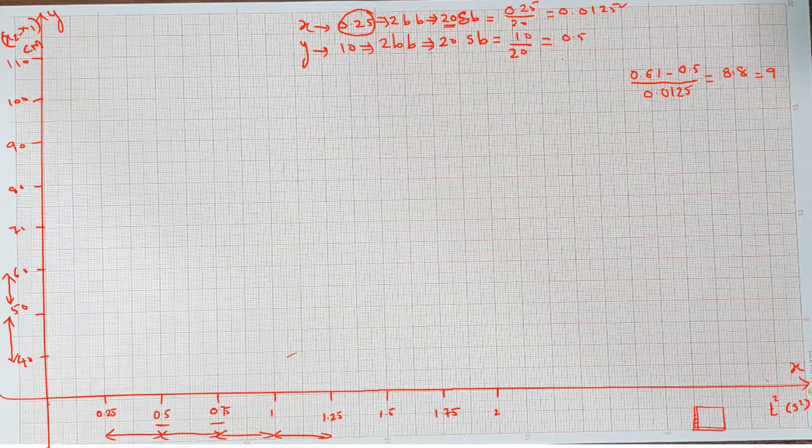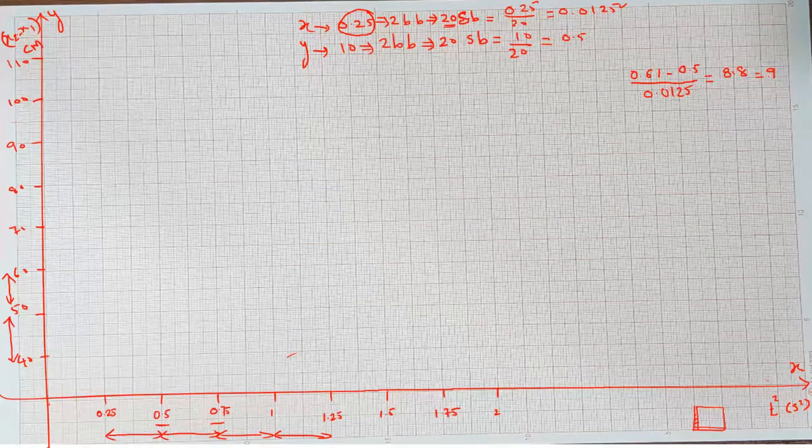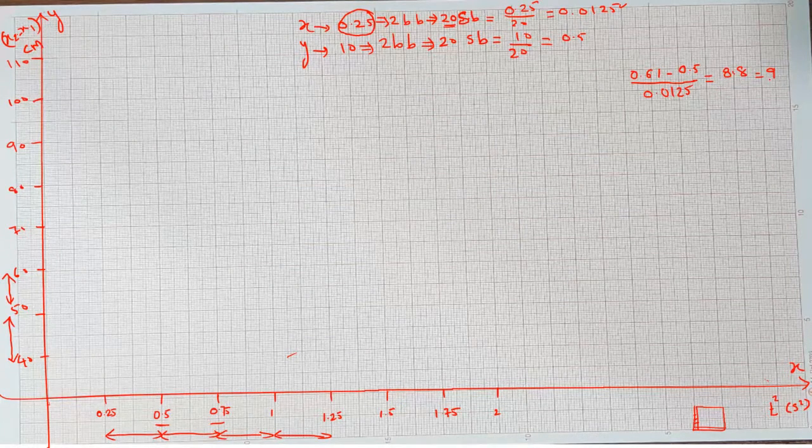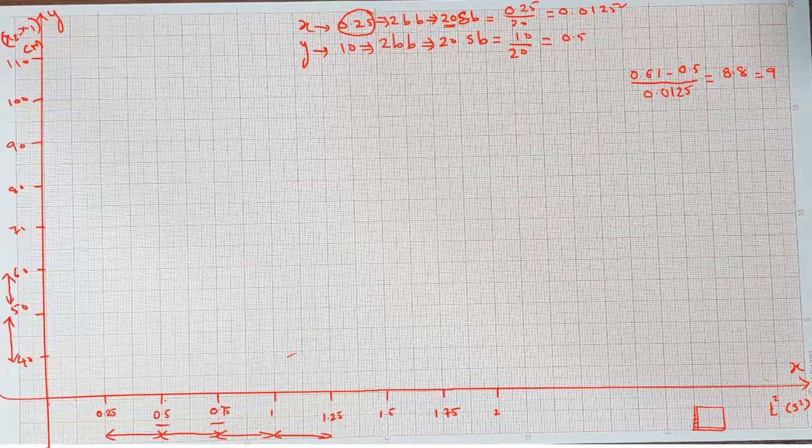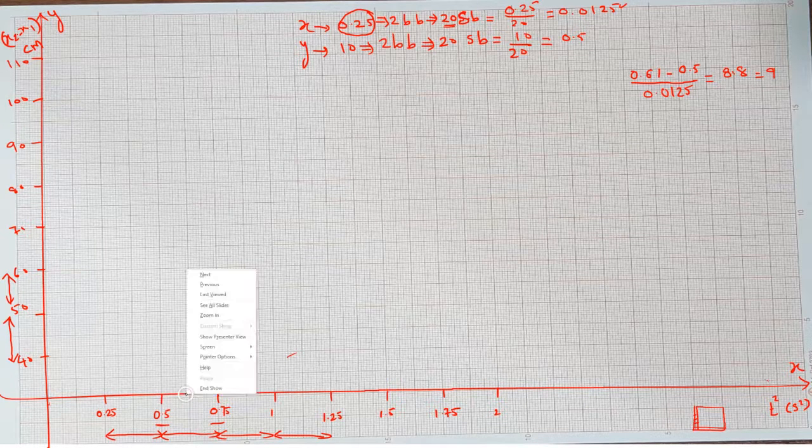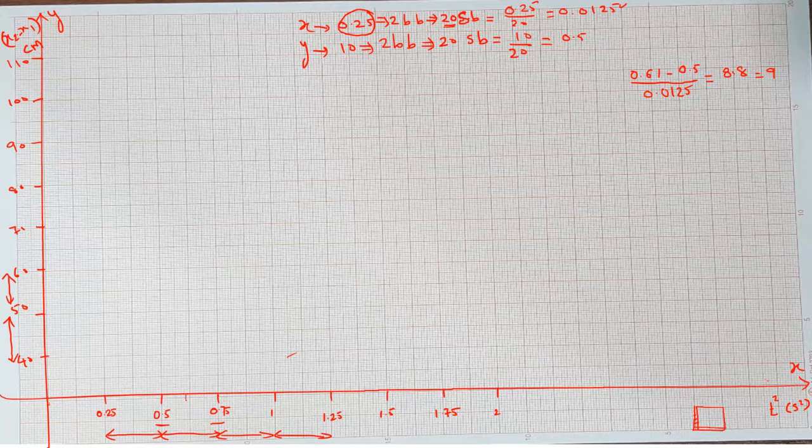That means where your 0.61 is exactly coming, you can fix this value here. From 0.5, you have to take 9 boxes. That 9th box indicates your 0.61. For example, you can see here 1, 2, 3, 4, 5, 6, 7, 8, 9. So that means this is my 0.61. Clear?